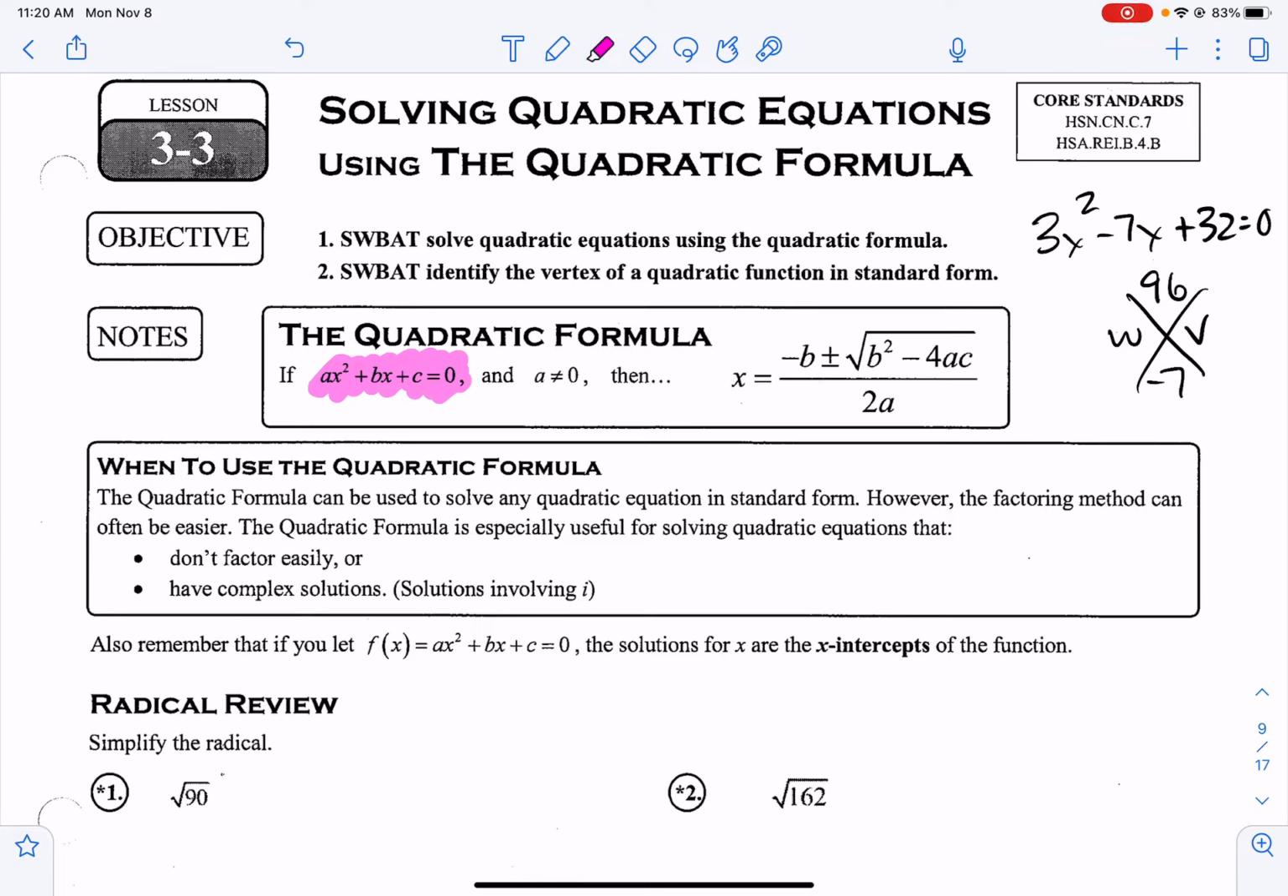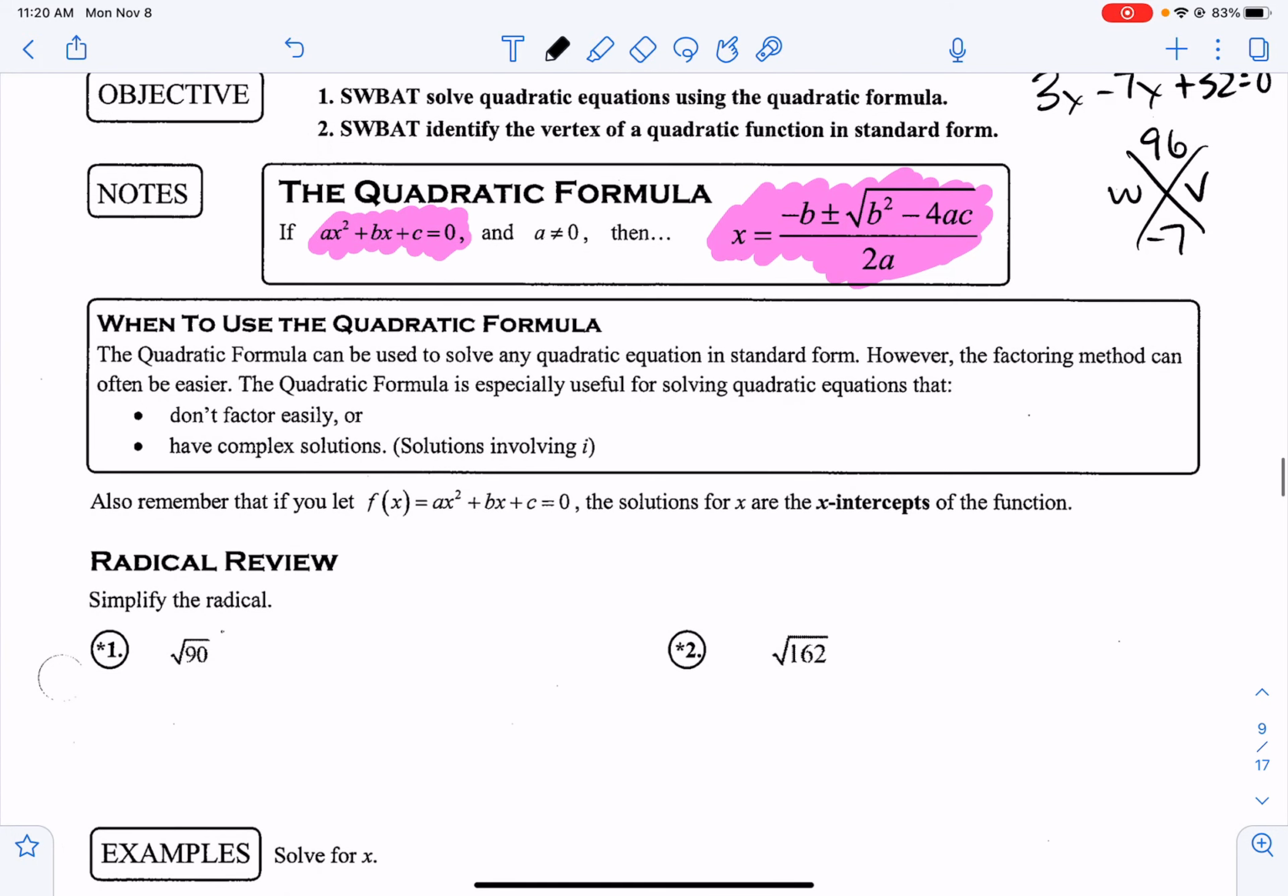It just looks scary because look at it right here. x equals negative b, and then there's a plus or minus and a big square root with b squared minus 4ac, and all of that is divided by 2 times a. It looks really messy, so let's walk through this a little bit.